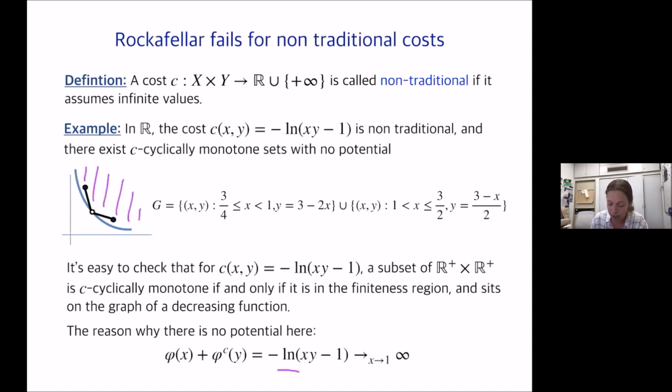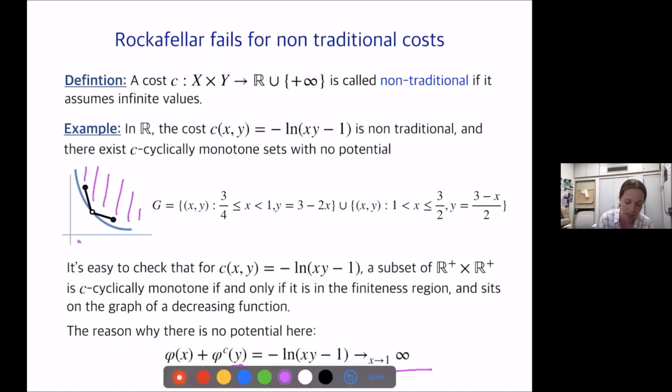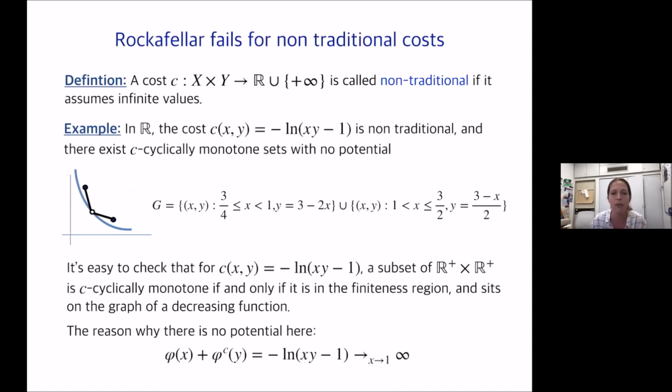But this expression, minus log of x times y minus 1, goes to infinity as I approach the hole. It goes to infinity, which means that one of these two functions has to go to infinity. But this hole is in the middle of the domain of both phi and phi c. The domain of phi is x and the domain of phi c is y, but the hole is in the middle of both of the domains, so they can't go to infinity in the middle of the domain if they're a convex function or minus logarithm of a convex function. This is not the formal proof, but it's not hard to make it into one, and this set does not admit a potential. So the Rockafellar-Rüschendorf theorem fails if the cost is non-traditional.